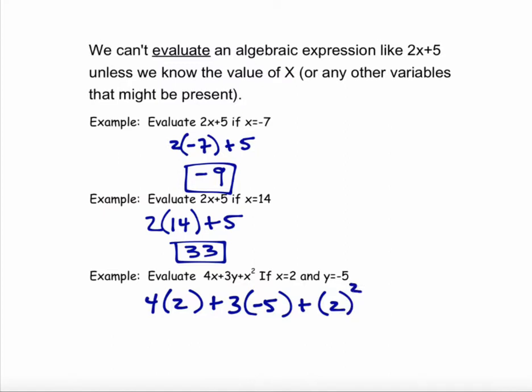So 4 times 2 is 8. 3 times negative 5 is negative 15. 2 squared is 4. I think we end up with a grand total of negative 3. So negative 3 is the value of this expression if x equals 2 and y equals negative 5. All right, not so bad. Next slide.